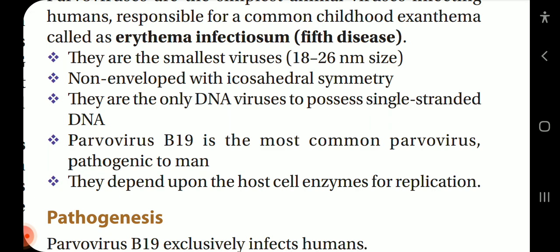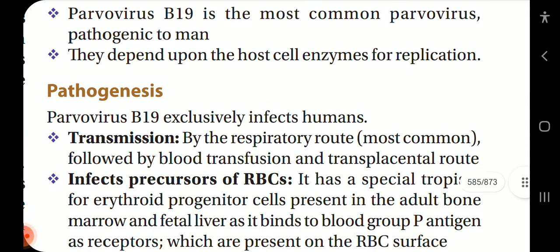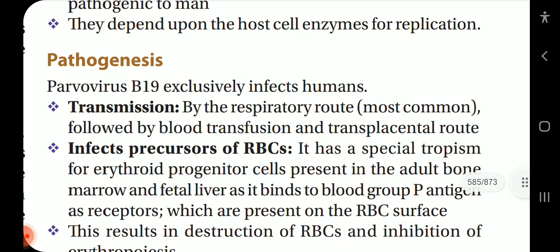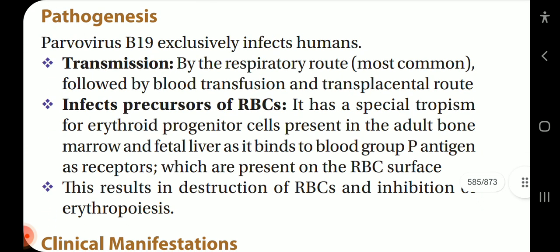Parvovirus B19 is the most common parvovirus pathogenic to man. They depend upon the host cell enzyme for replication. Pathogenesis. Parvovirus B19 exclusively infects humans. Transmission by the respiratory route is most common, followed by blood transfusion and transplacental route.